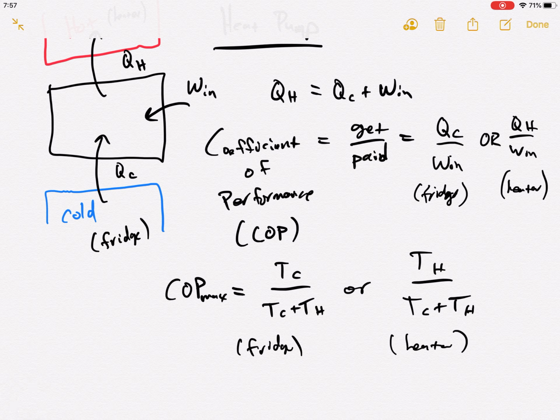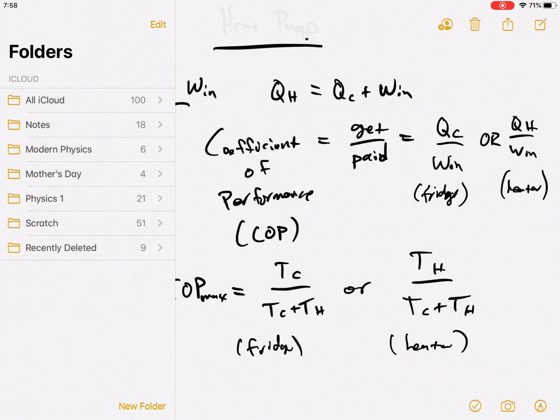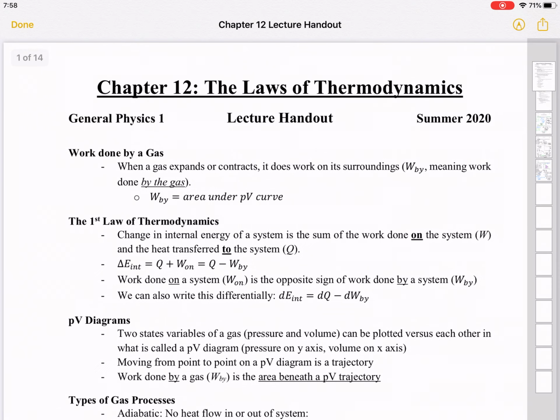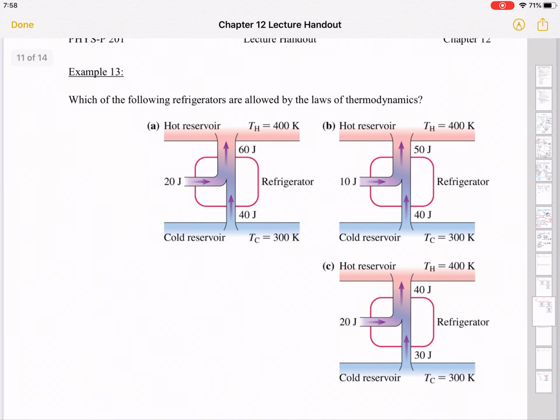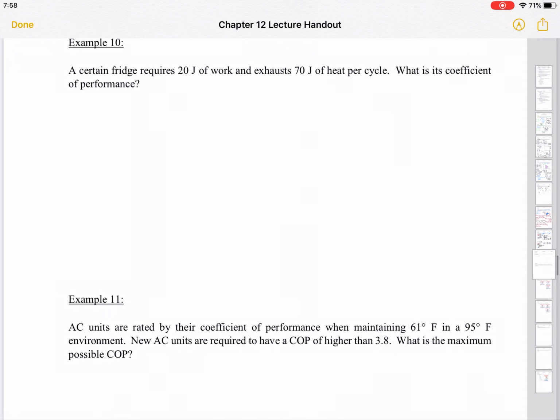So let's do an example. Let's talk about this one. Example 10 says a certain fridge requires 20 joules of work and exhausts 70 joules of heat per cycle. What is its coefficient of performance?